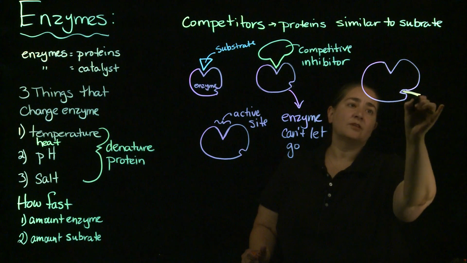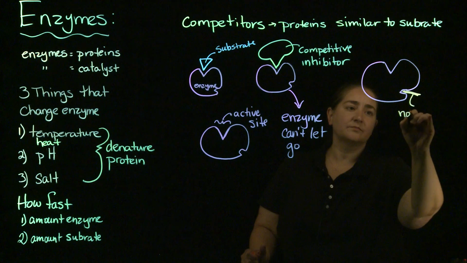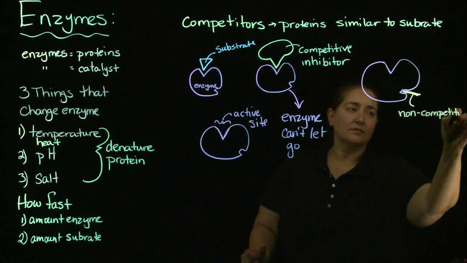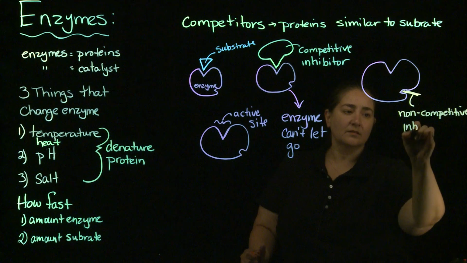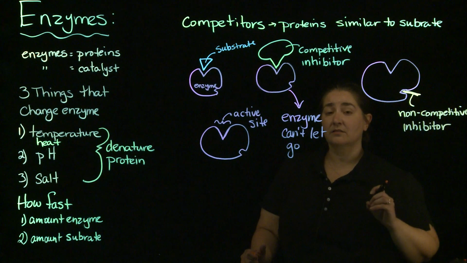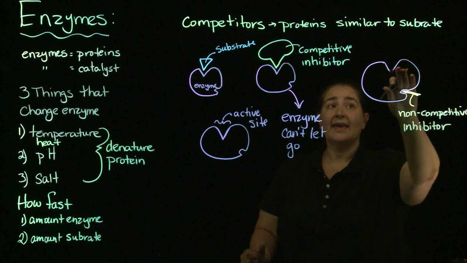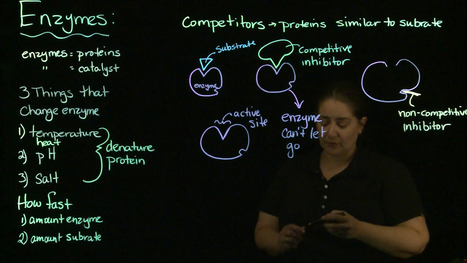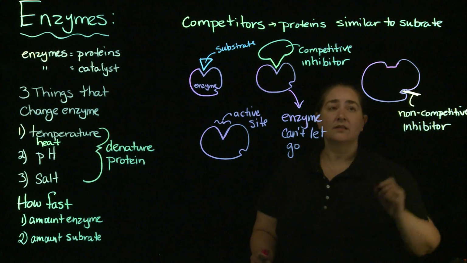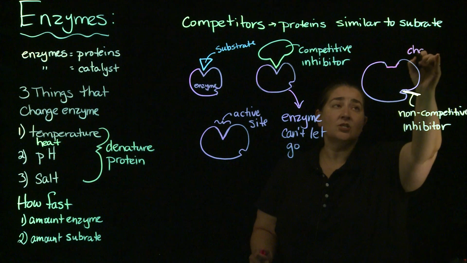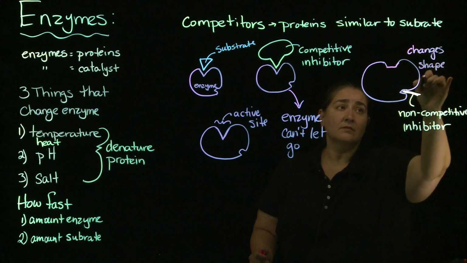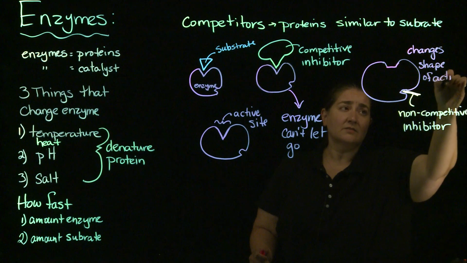A non-competitive inhibitor is going to bind somewhere else on the protein. And when it binds somewhere else on the protein, what it does is it changes the shape of the active site.